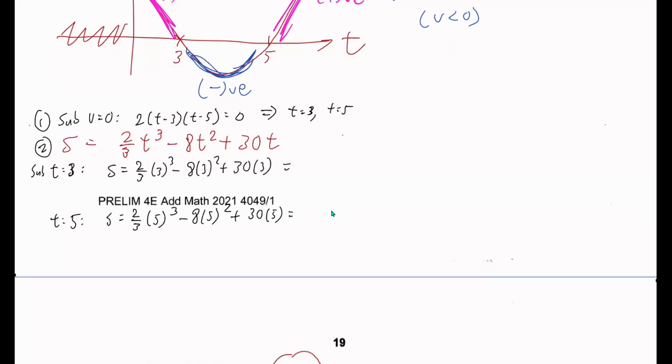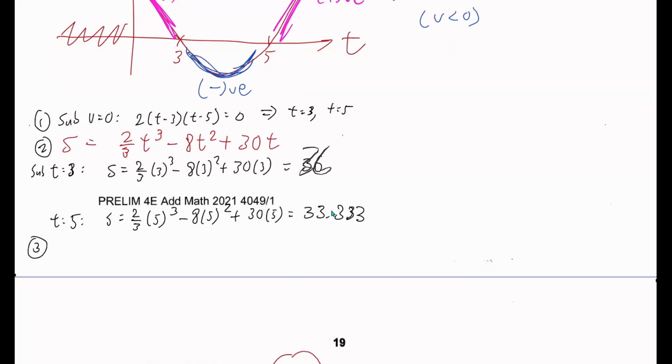I get 36. 36 for t equals 3, is it? Yeah. Okay, the other guy I also typed in already is 33.333. Okay, good. What's next?